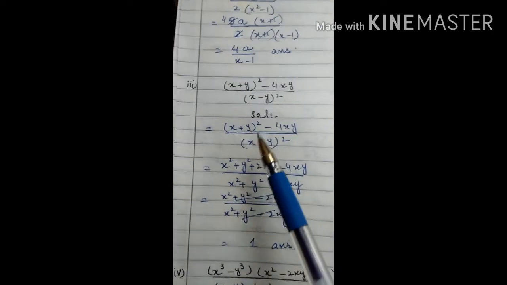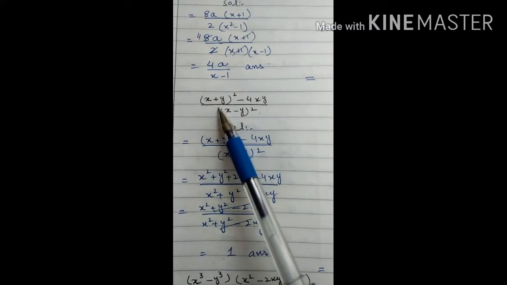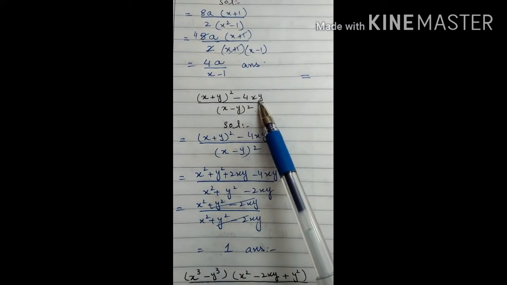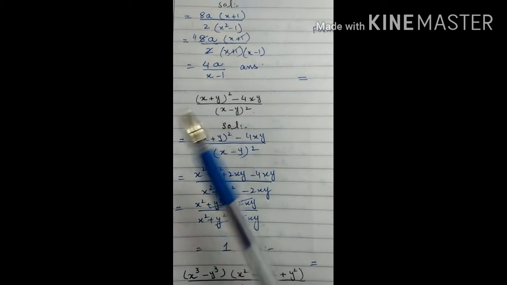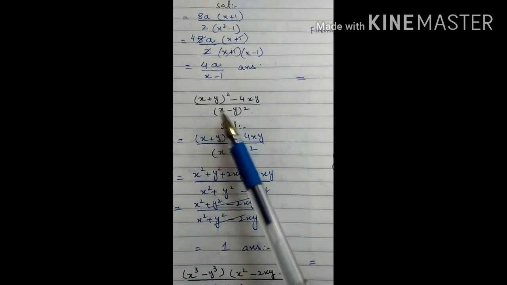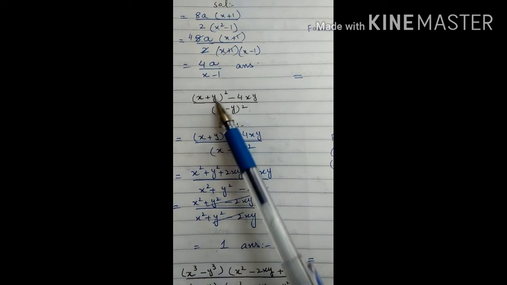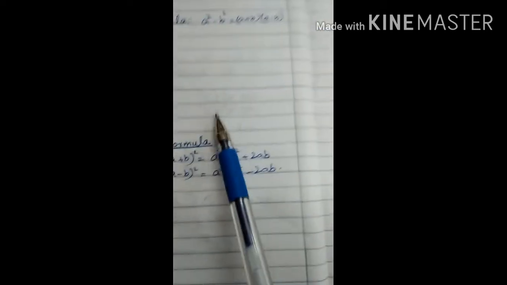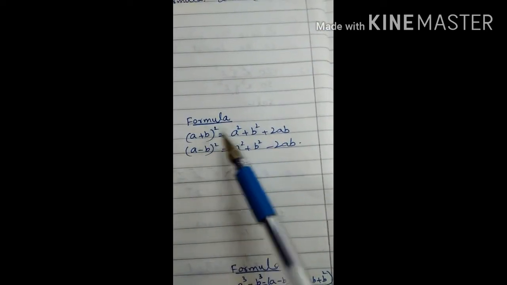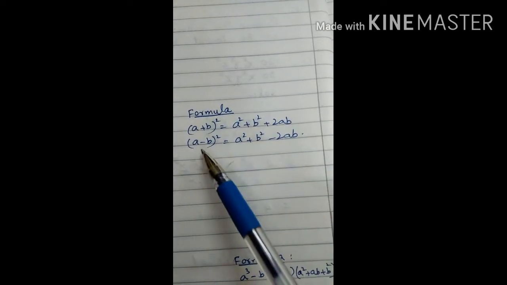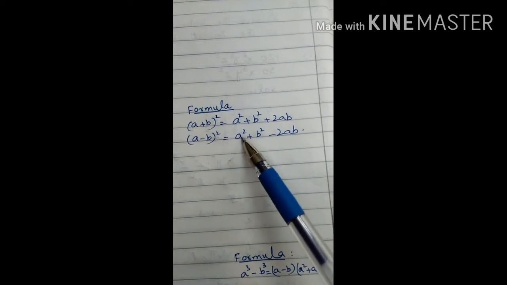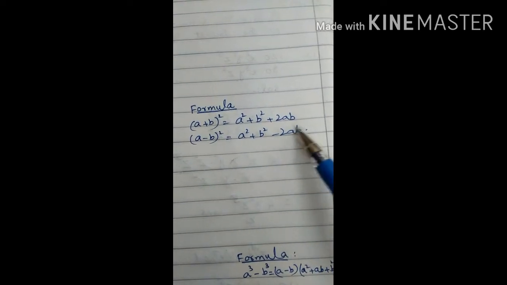Now move towards part 3. (x plus y) square minus 4xy over (x minus y) square. You know there are two formulas which are going to apply. (a plus b) whole square is a square plus b square plus 2ab. (a minus b) whole square is equal to a square plus b square minus 2ab.